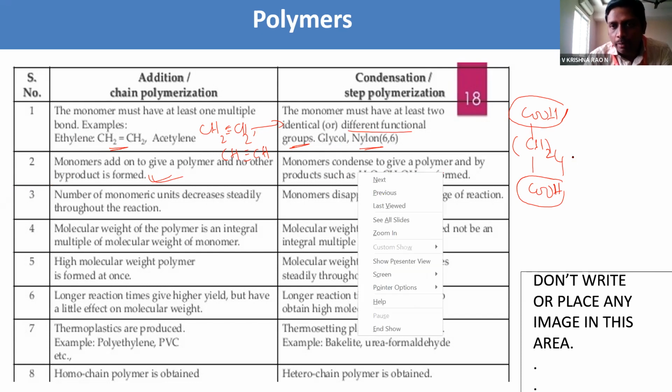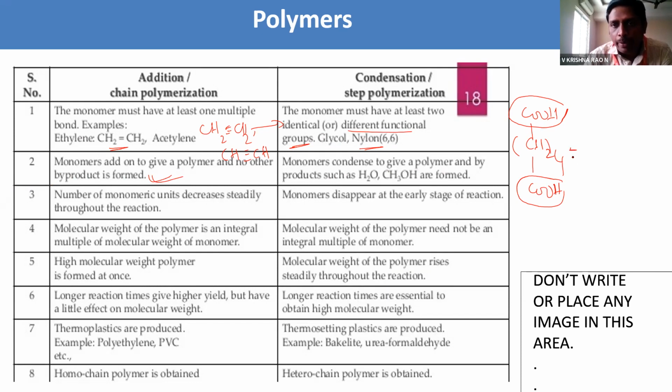In the preparation of nylon 66, adipic acid reacts with hexamethylene diamine to produce nylon 66 plus a byproduct, 2H2O. Here a byproduct is formed. Monomers condense to give a polymer, and byproducts such as H2O, methyl alcohol, etc. are produced in condensation or step polymerization.